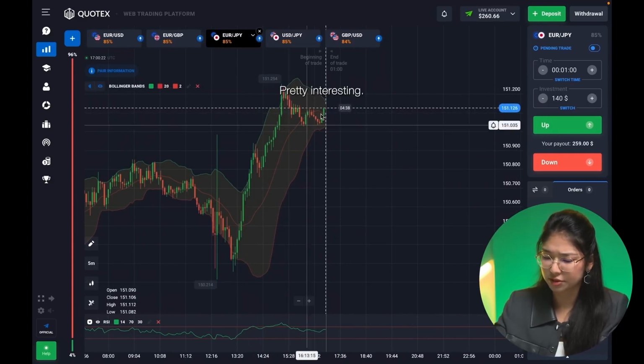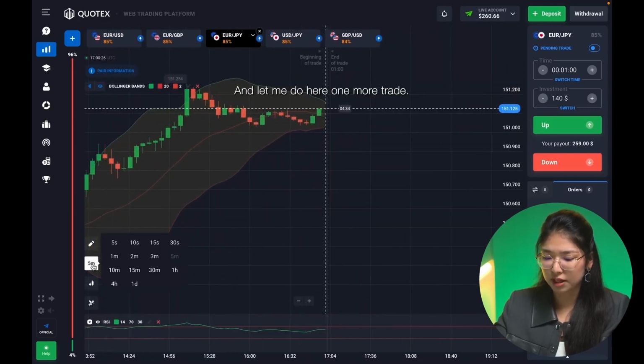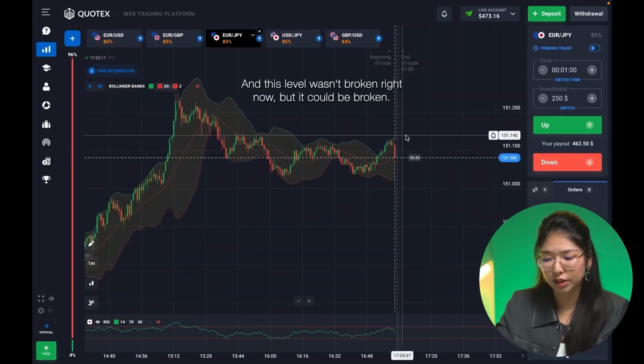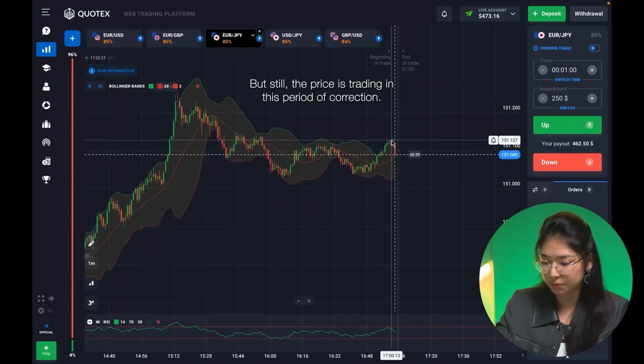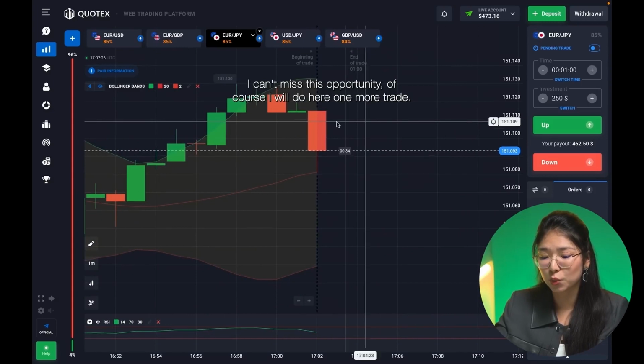So pretty interesting. I think we can keep trading here on the 1 minute time frame, and let me do one more trade here. This level wasn't broken right now, but it could be broken. But still the price is trading in the period of correction. I can't miss this opportunity, of course. I will do one more trade here.